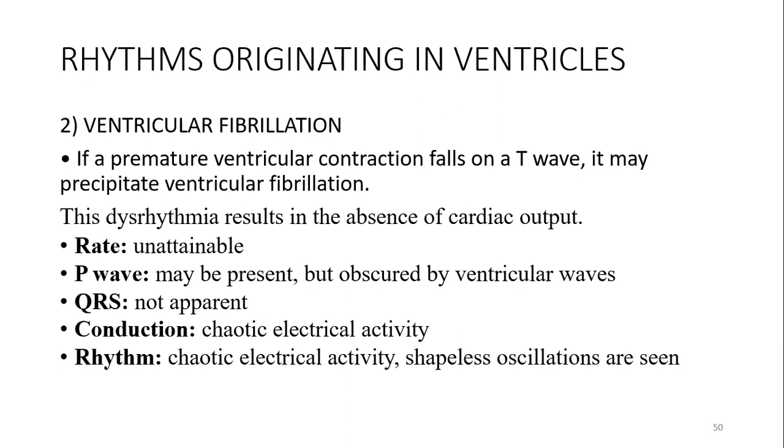Ventricular fibrillation. When a premature ventricular contraction falls on a T wave, it may precipitate ventricular fibrillation. Here, the dysrhythmia results in absence of cardiac output because the rate is so fast. The rate is unattainable. The P wave may be present, but it's obscured by the ventricular waves because the ventricles are contracting in a very haphazard fashion and at a very fast rate. The QRS complex is not apparent. There's chaotic electrical activity, and you see shapeless oscillations.